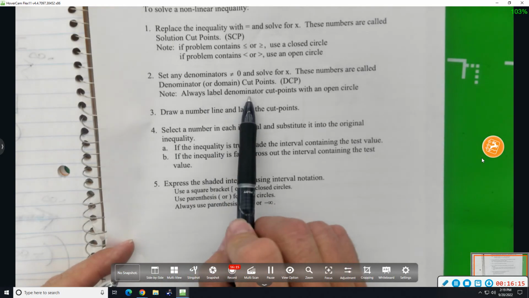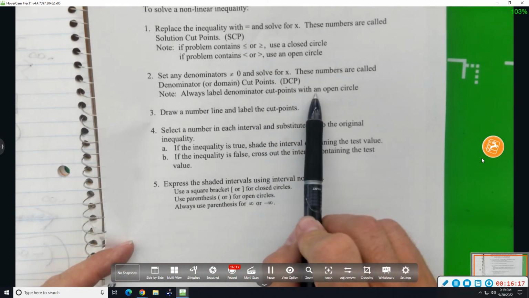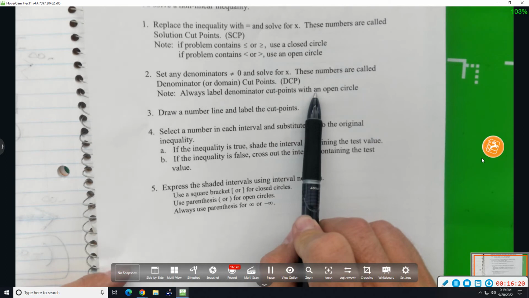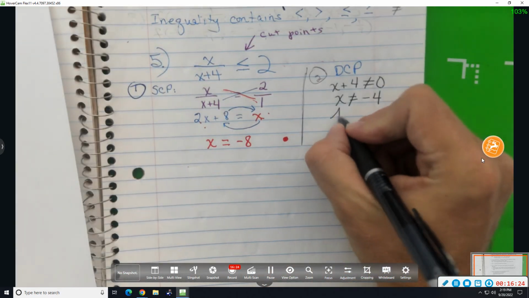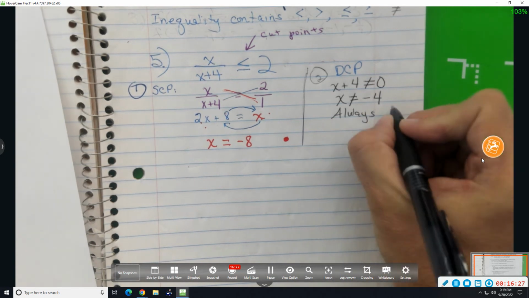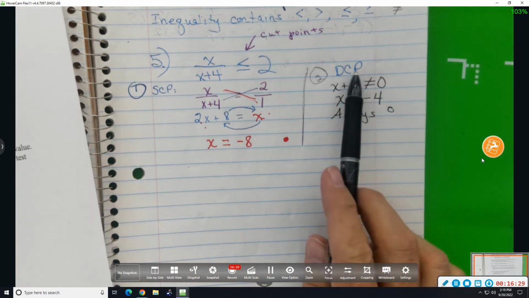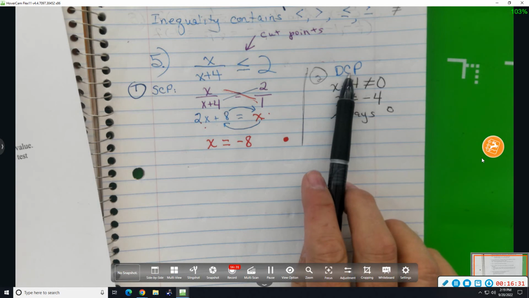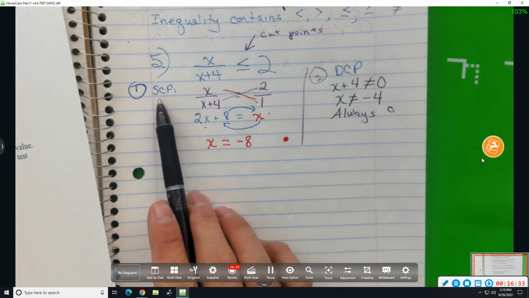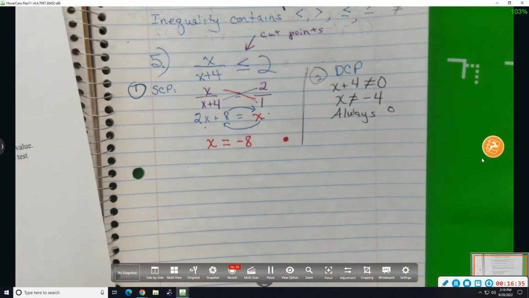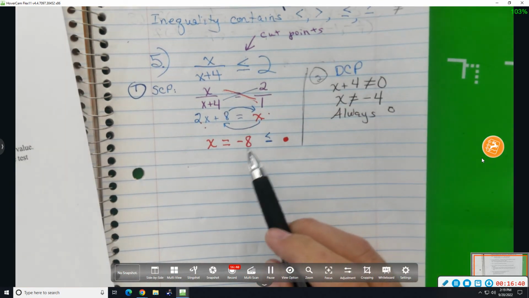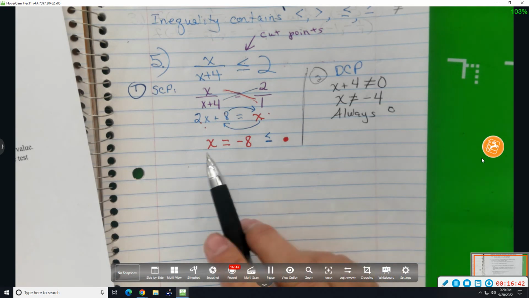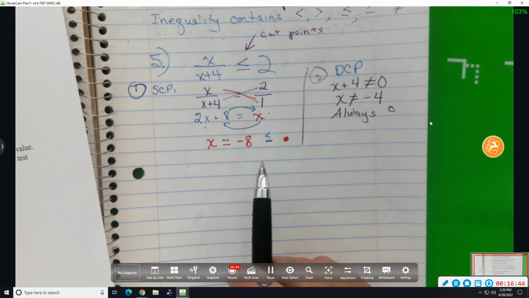Always label denominator cut points with what? Open circle. For the denominator cut point, it's always an open circle. For the solution cut point, you're looking up here at that symbol. If there's an equal sign on it, closed circle. If there isn't, open. Now, let's think about why we would do that.